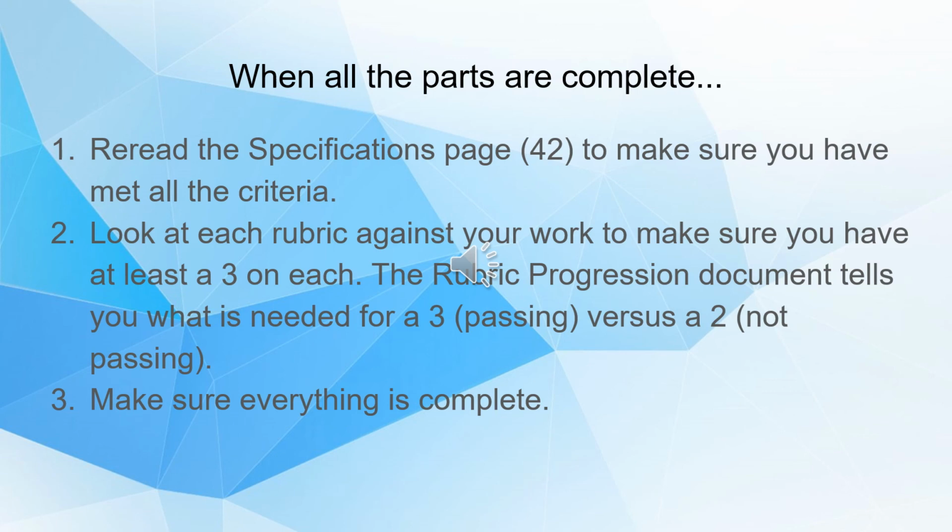And then when you have all of the parts of your task 3 completed, make sure you read the specifications chart one more time to make sure that you've labeled them correctly, that you have the files formatted appropriately. You want to make sure that you look at all of the rubrics and just check that you have everything that those rubrics ask for. If you're not quite sure what they mean by something, you can go to the rubric progression document, and that'll tell you what you need for a 3 versus a 2, and it can be very helpful. And then finally, just make sure that you have everything complete before you turn it in. You will be turning in all of your files at once for task 3 to your instructor.